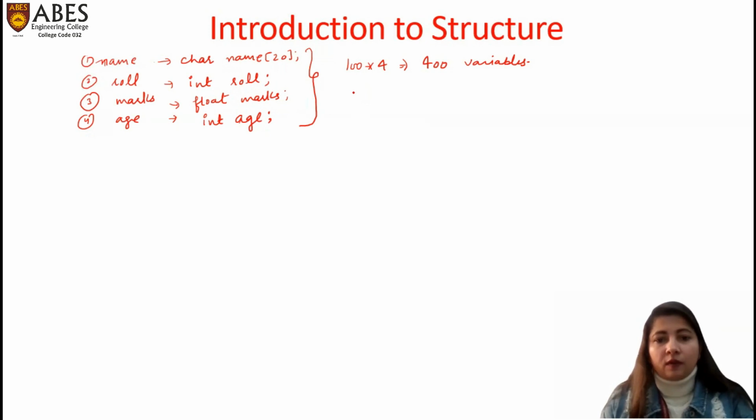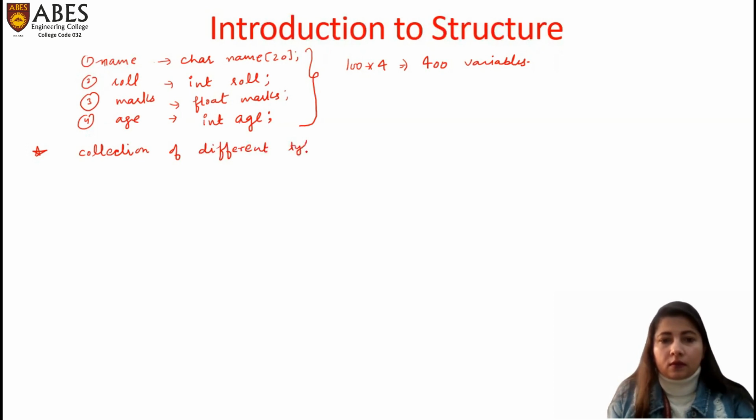So is there any way where we can store the information of a student in a single variable? This is possible with the help of structure. Structure can be defined as a collection of different types of elements, or we can say heterogeneous types, in which we can store different types of information in a single variable. And it is also a user defined derived data type.